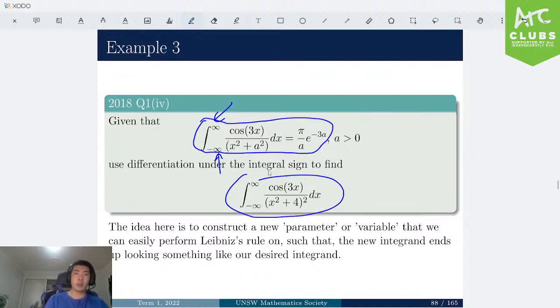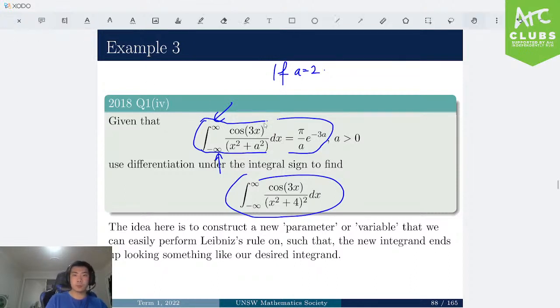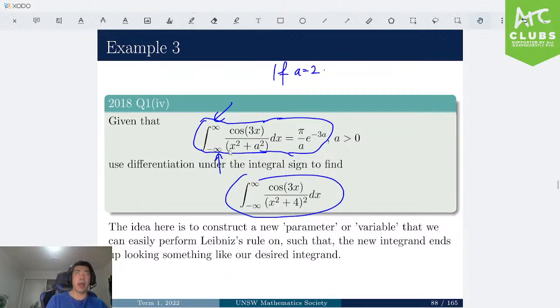Okay. Notice there's quite a lot of similarities between the two. If a was 2, we would pretty much have the same integral, except we're missing a squared here, right? We don't have the squared here. Yeah? So how do we deal with that? Well, when we try to apply Leibniz's rule, at the moment, it would be very annoying to apply Leibniz's rule on x, right? Imagine trying to do this. Let's write it out. Right? Imagine trying to do this.